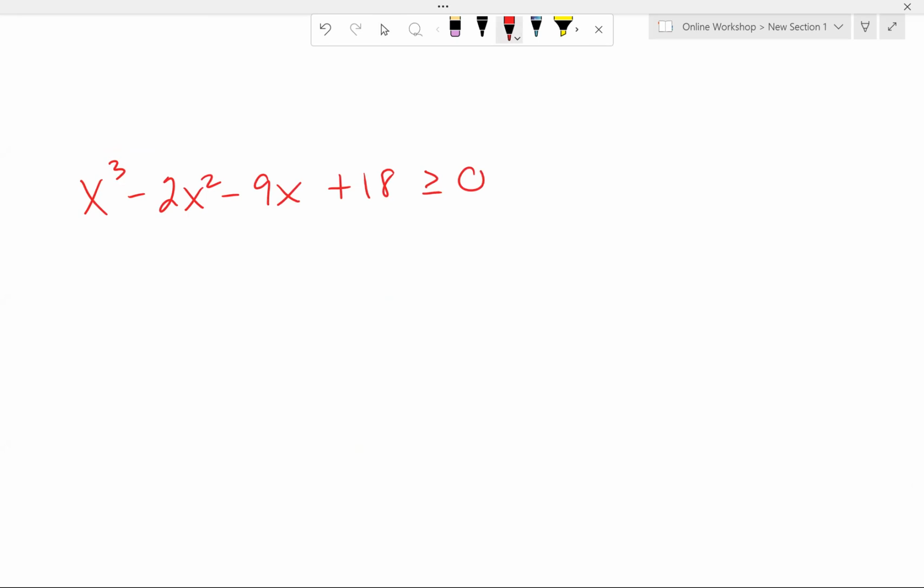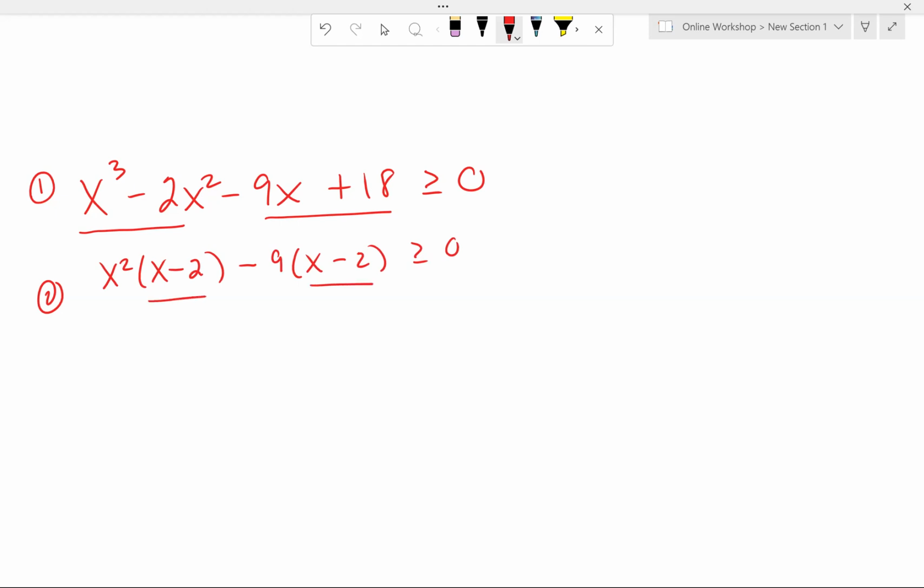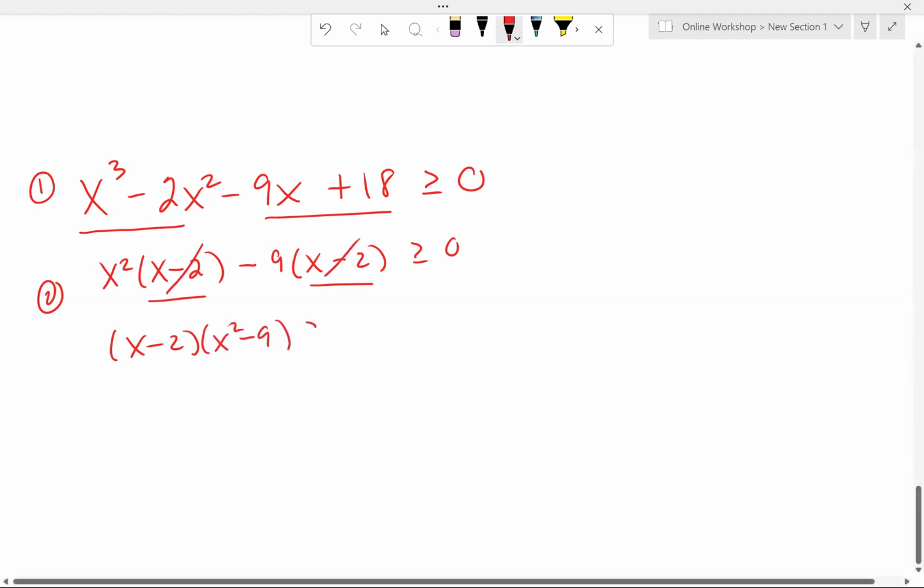So I have it set to 0. The first thing I'm going to do, well, I did that, set it to 0. Step 2, I'm going to factor. How do you factor 4 terms? Well, we're going to try factoring by grouping. Group the first 2 by taking out an x squared. And what's left is x minus 2. From the last 2, take out a minus 9. And what's left is x minus 2. Be careful. Take out a negative 9, and what's left is x minus 2. You take out your GCF, which is x minus 2. And what's left is x squared minus 9.